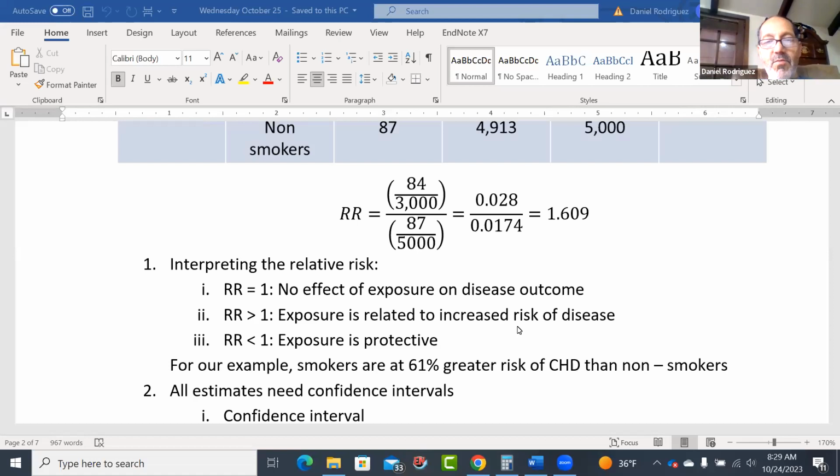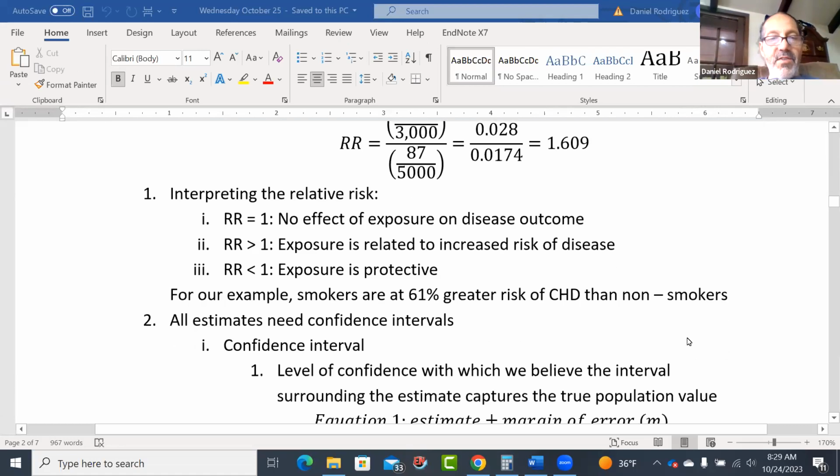A relative risk greater than 1 means that exposure really increases risk. A relative risk less than 1 means exposure is somehow protective. And all of that stuff is very interesting.